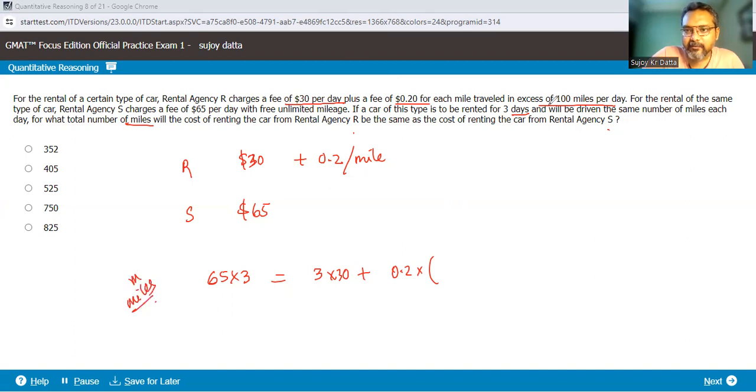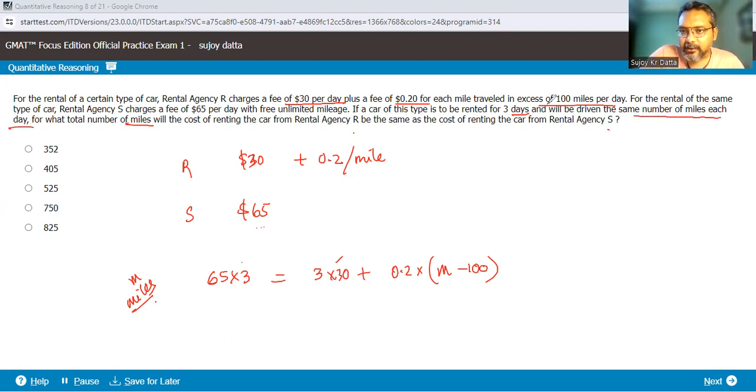So each mile traveled in excess of 100 miles per day. Nothing for the first 100 miles. It's just for the remaining number of miles. Obviously, it has to be more than 100 miles. Otherwise, this is never going to be equal, right? So this is too high a charge. To have them equal, you must have crossed 100 miles. And it's given that it's traveling the same number of miles each day.